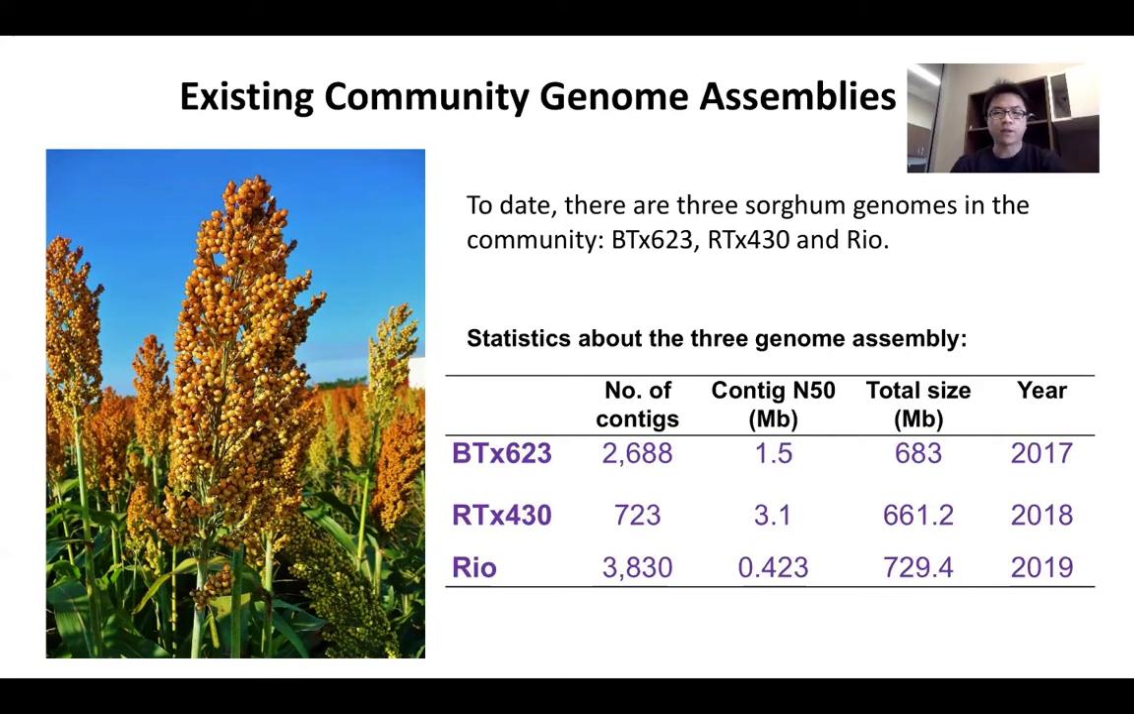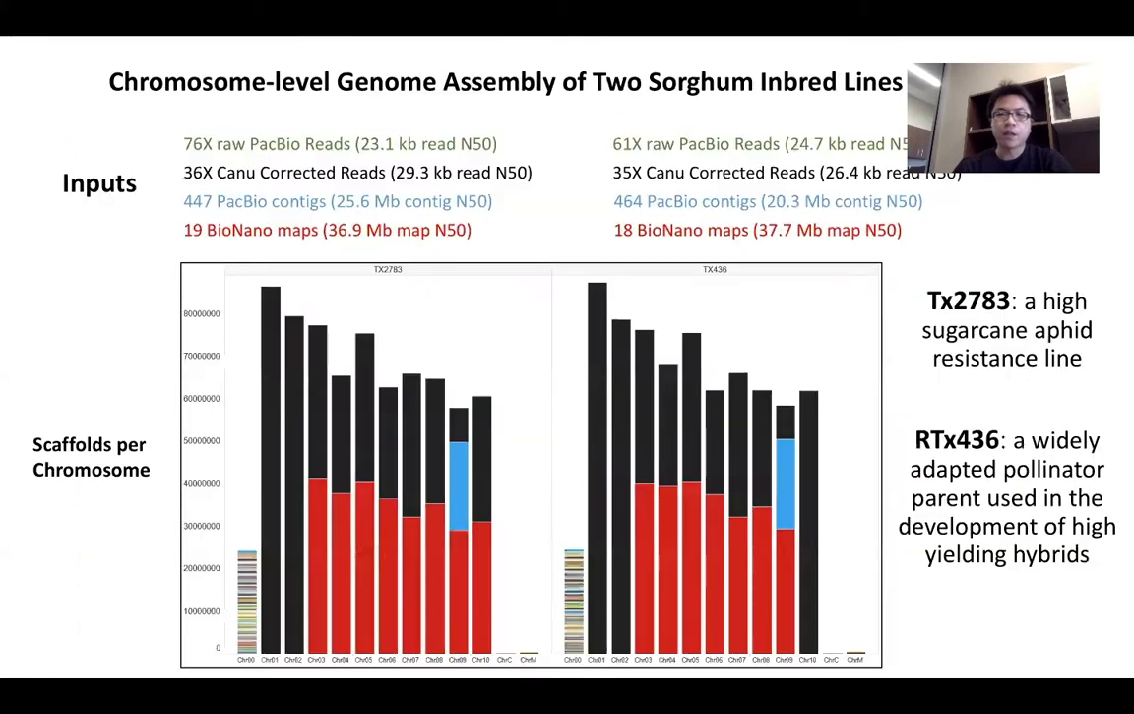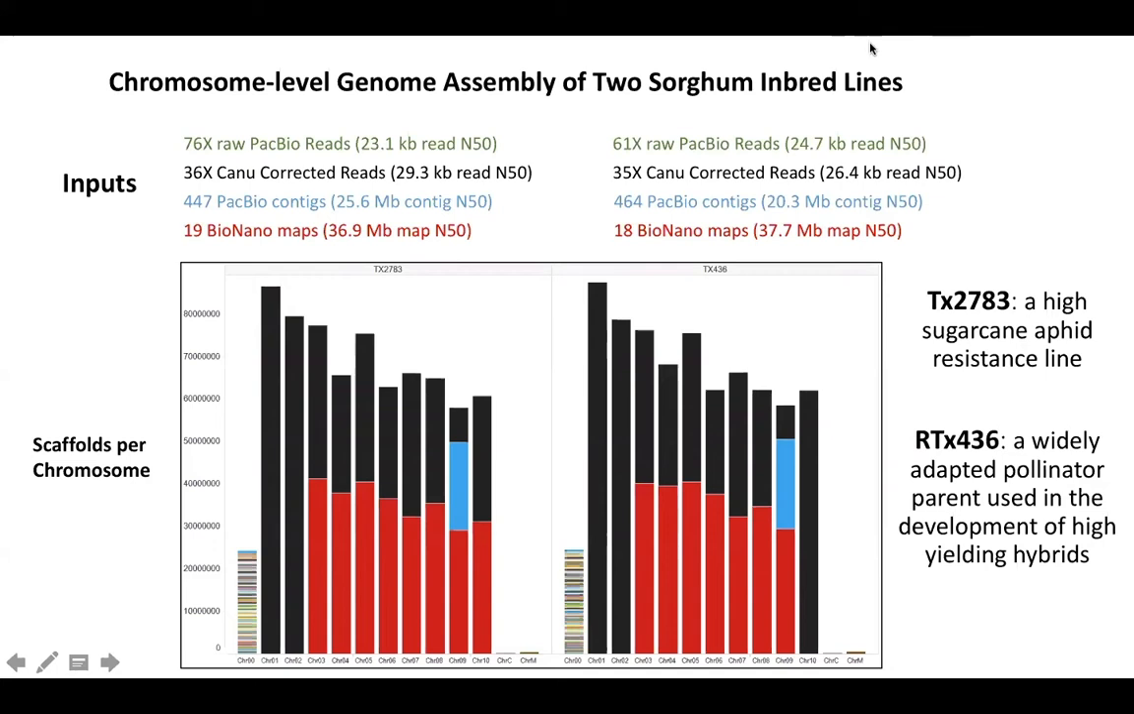With sequencing technology improved and sequencing cost decreased nowadays, genome study has entered into the pangenome era. So more high quality genomes are necessary to assist sorghum genome research. In this study, we sequenced two genomes. One is TX2783. This line is a high sugarcane aphid resistance line, and the other one is RTx436. This is a widely adopted pollinator parent used in the development of high yielding hybrids.